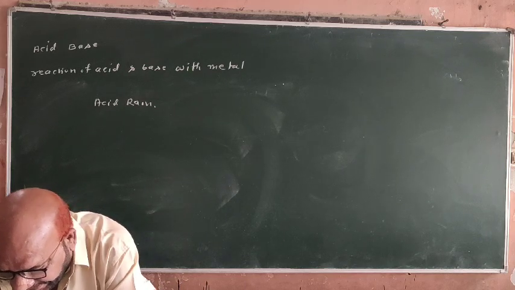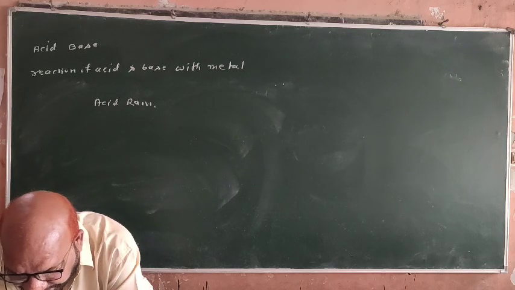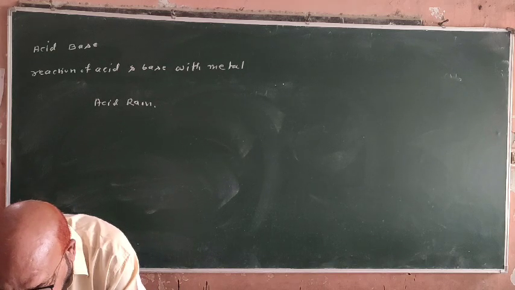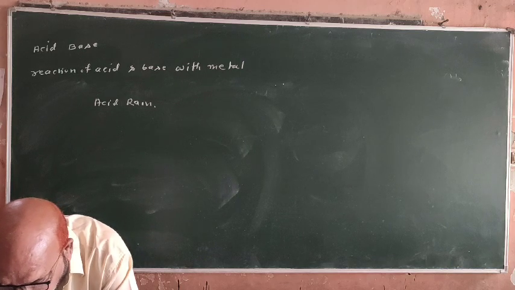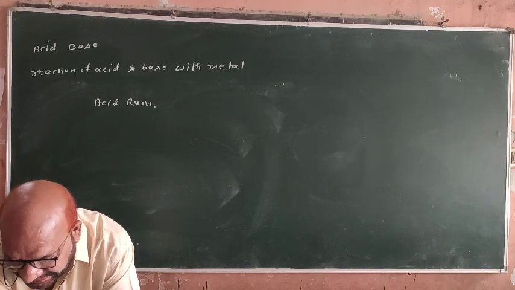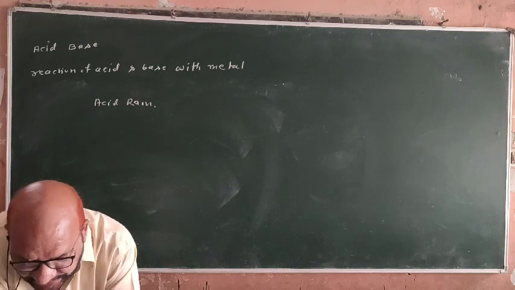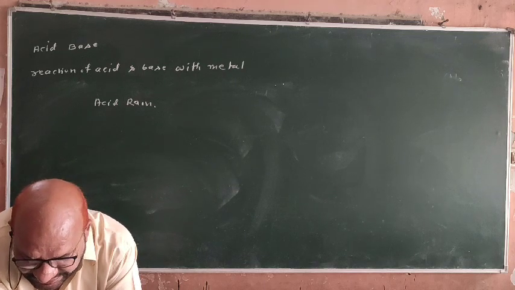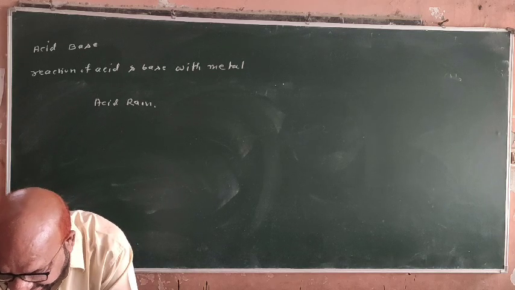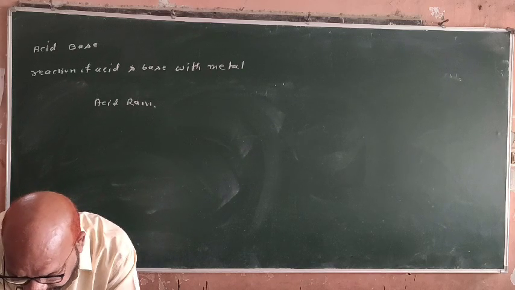Carbon dioxide, sulfur dioxide and the oxides of nitrogen produced during fuel combustion are the main causes of acid rain. Again, repeat, carbon dioxide, sulfur dioxide and the oxides of nitrogen produced during fuel combustion are the main cause of acid rain. The gases dissolve in water to form acid.